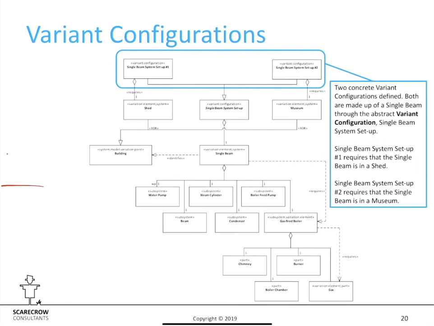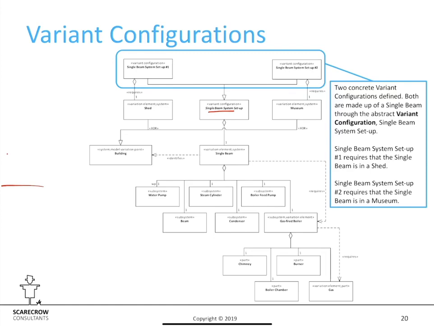And we've actually got 3 here, one of which is abstract. So we've got this variant configuration now, saying we are defining a single beam system setup here, and that single beam system setup is made up of a single beam engine, which has got all of its structure underneath it with its required parts. So it has to have a gas-fired boiler, and that has to use gas as the fuel.